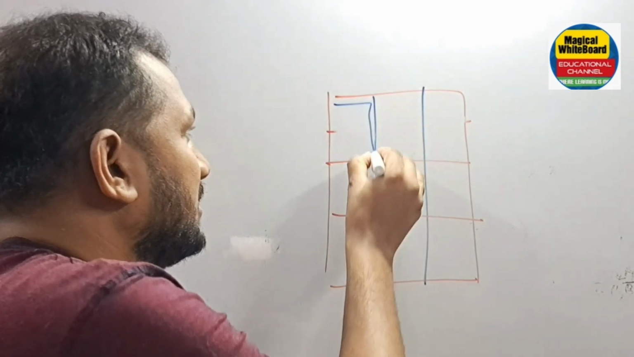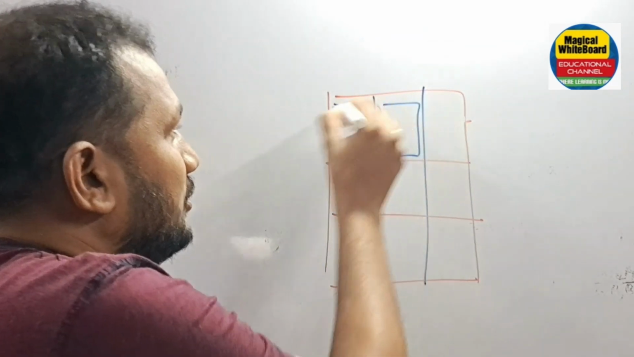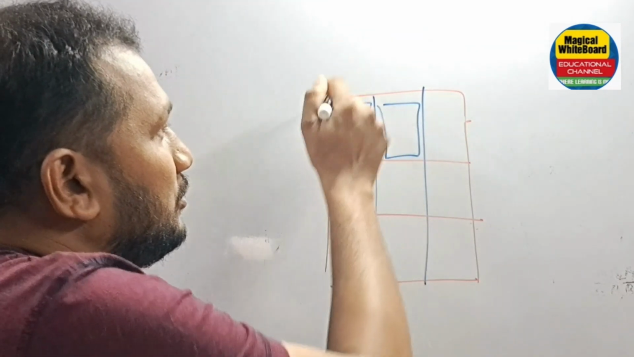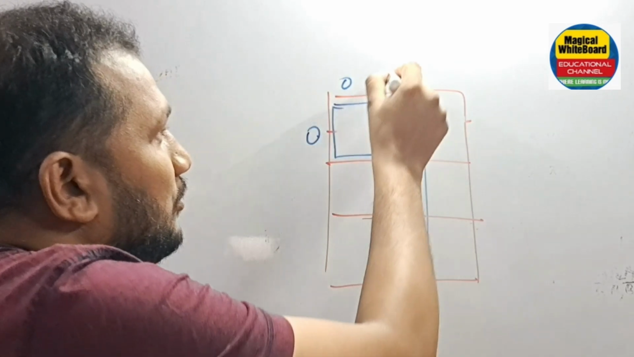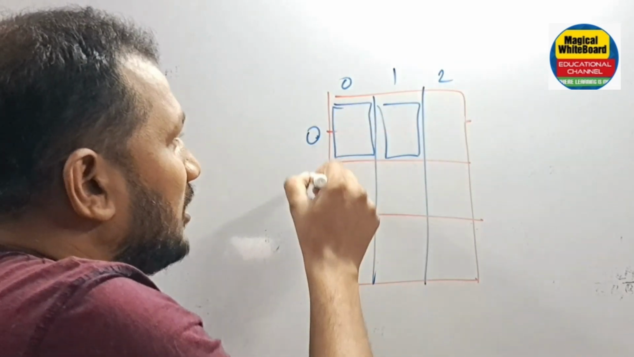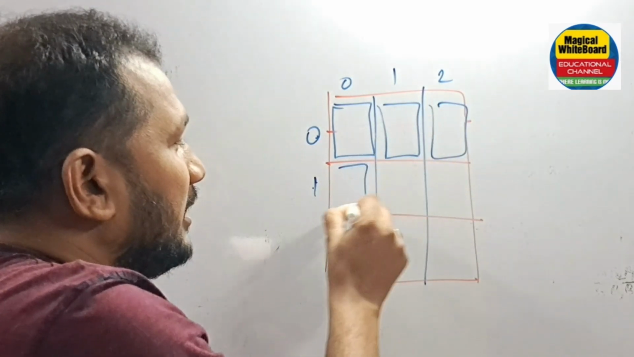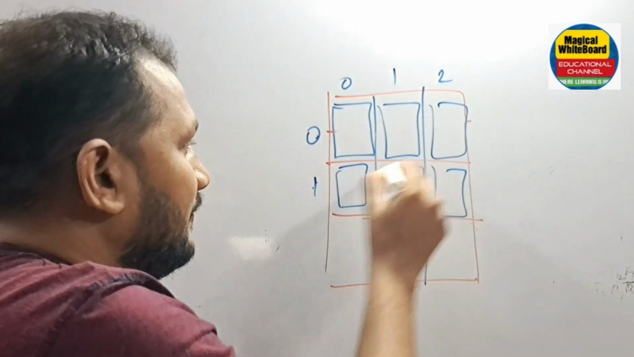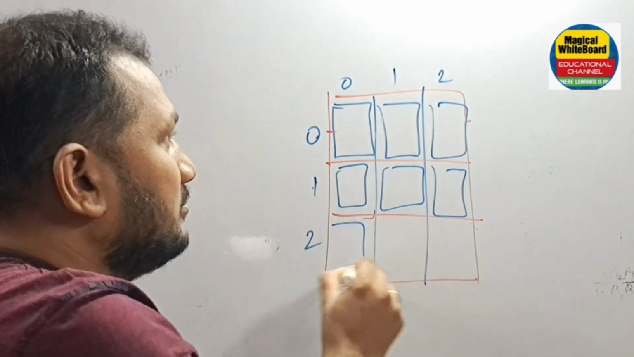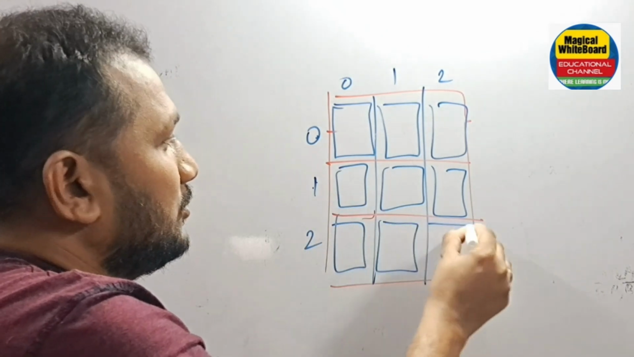This is the button 0 row 0 column, 0 row 1 column, 0 row 2 column, 1 row 0 column, 1 row 1 column, 1 row 2 column, and so on: 2 row 0 column, 2 row 1 column, 2 row 2 column.